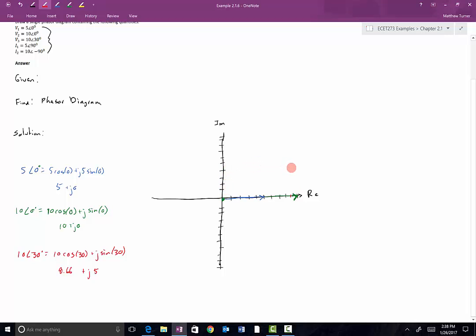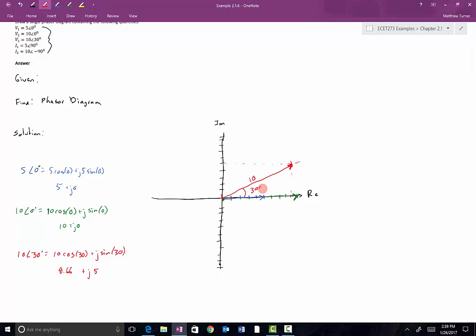So I find where those two intersect. About like that and about like that. So they come together about right there. And so the vector representing 10 at angle 30 is that right there. That's 10 units from here to here, and that is angle 30 degrees. Right? So that's that vector.